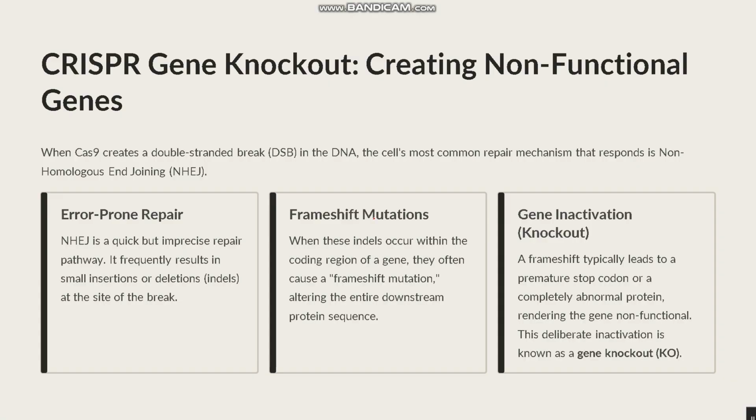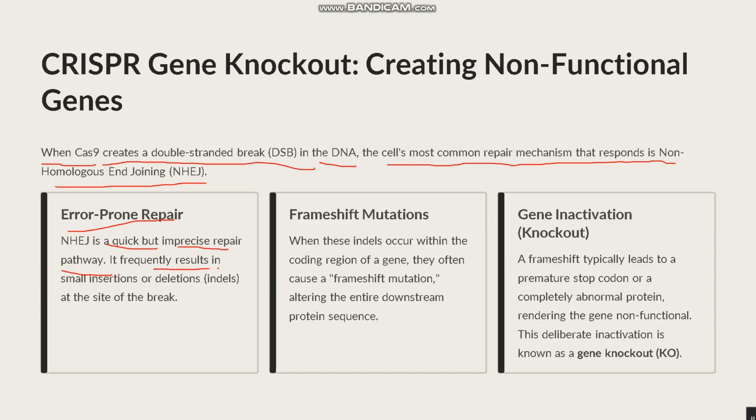So, CRISPR gene knockout: creating non-functional genes. Let's describe it. When Cas9 creates a double-stranded break in the DNA, the most common repair mechanism the cell uses is non-homologous end joining, because there is no template. So it's an error-prone repair, as we all know. Non-homologous end joining is a quick but imprecise repair pathway.